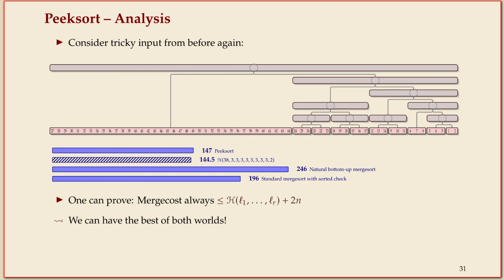I wanted to show the same example we had before, where both of the algorithms didn't do so well. In particular, here's the comparison: the bottom-up merge sort did really poorly on this one because it has one long run and then many short ones. And the standard merge sort with the sortedness check did a bit better, but you see H is quite far away from that still, and peak sort gets very close. So it looks like we can have the best of both worlds.